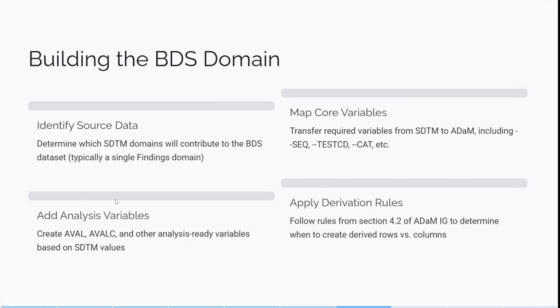So in building the BDS domains, first identify the source data. Determine which SDTM domains will contribute to the BDS data, typically single findings domains, and add analysis variables: create AVAL, AVALC and other analysis-ready variables based on SDTM values. Then map core variables, transferring the required variables from SDTM to ADaM, including the sequence variable, the test code and category variables. And you have to apply the derivation rules: follow the rules from section 4.2 of the ADaM IG to determine when to create derived rows versus columns.